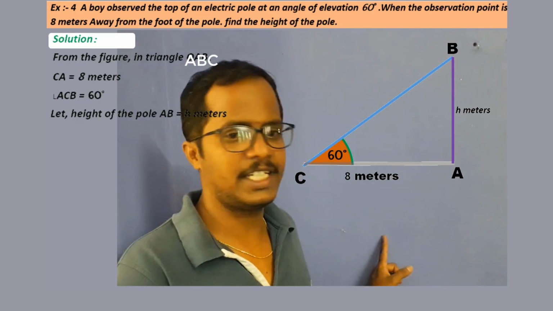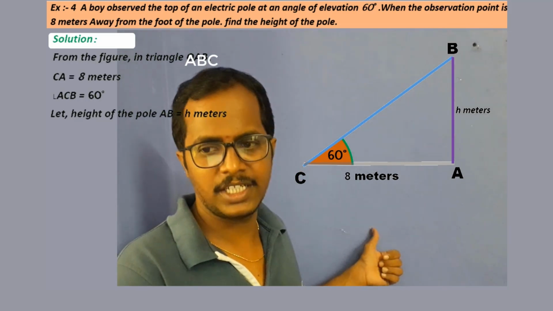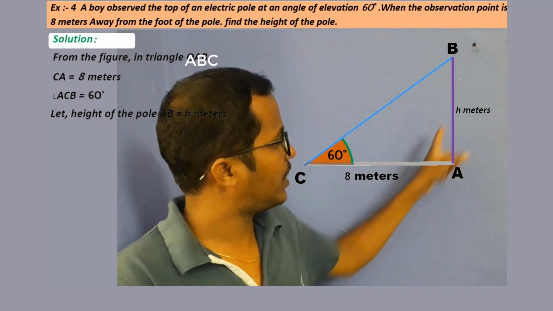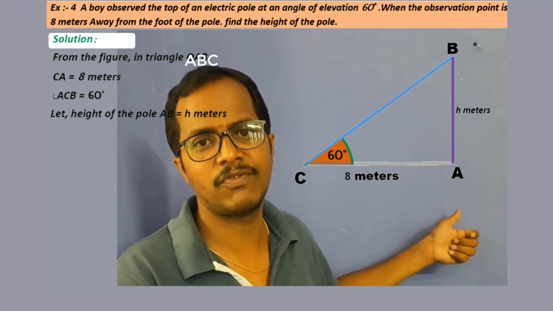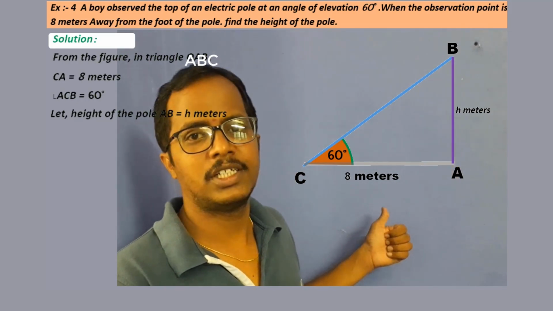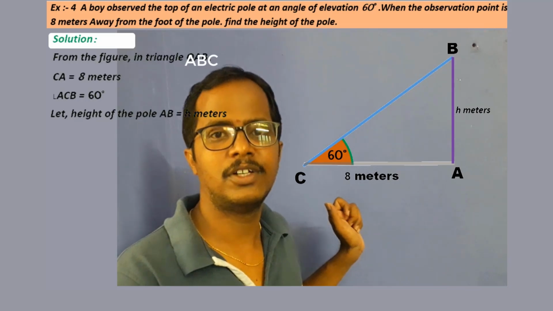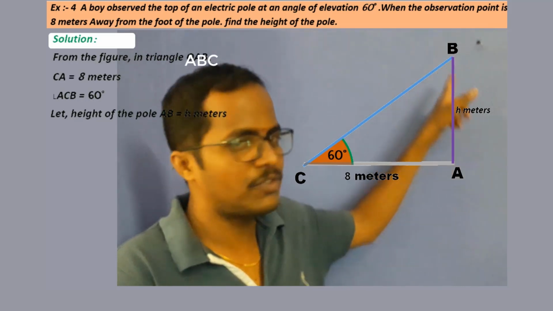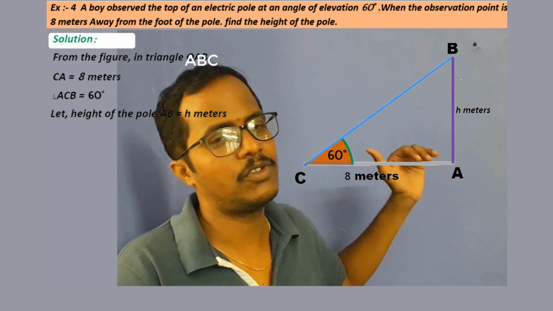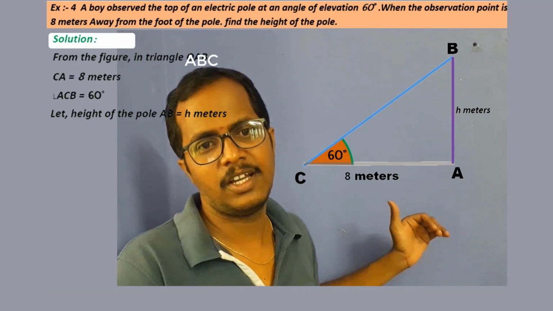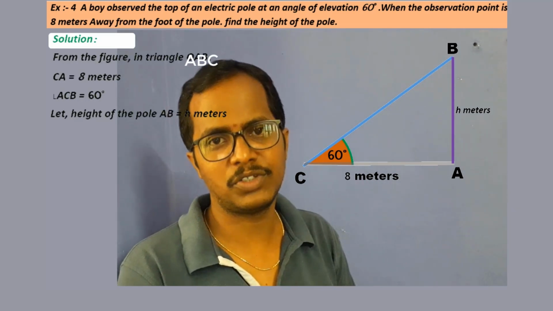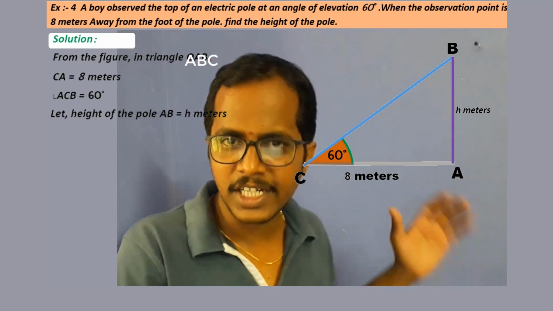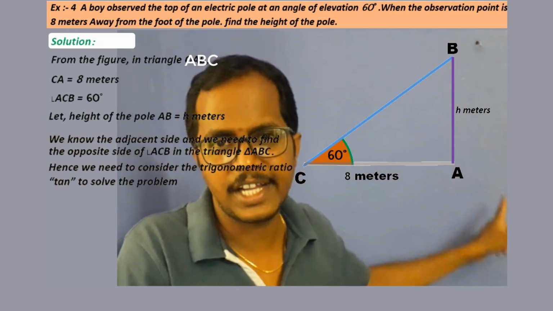Here for the given angle ACB 60 degrees, the given side AC is the adjacent side. And the required side, that is AB, which we need to find, that is the opposite side for the given angle 60 degrees. So here we have the adjacent side for the given angle, and we need to find the opposite side. So to the opposite side and adjacent side, we know that the ratio between opposite side and adjacent side is tan. So here we need to consider the tan ratio to find the height of this pole.